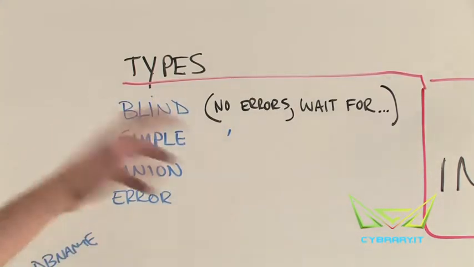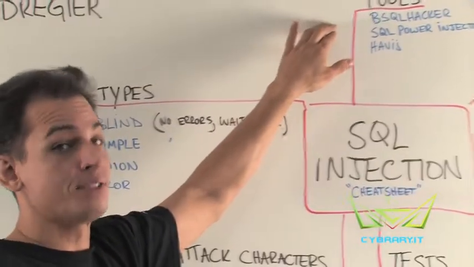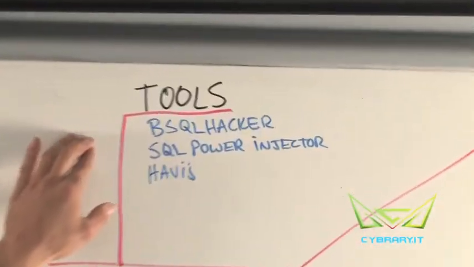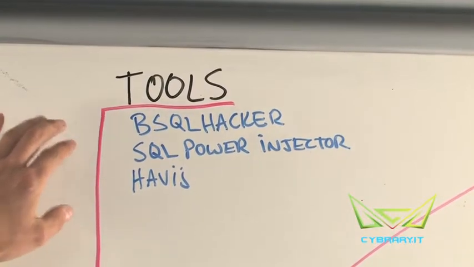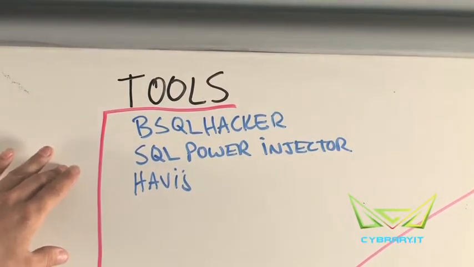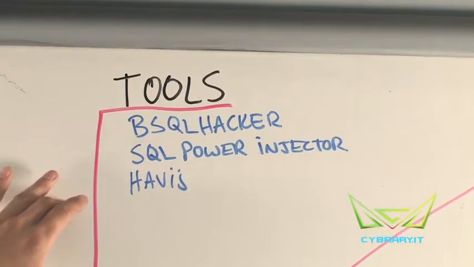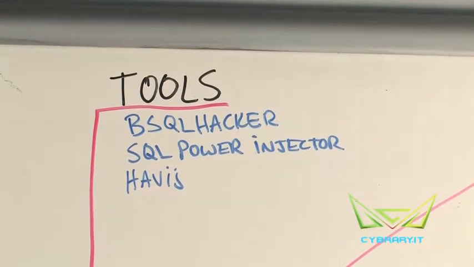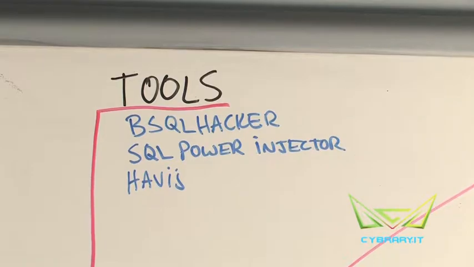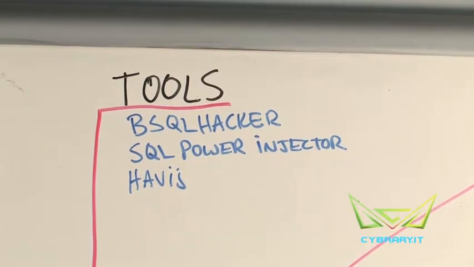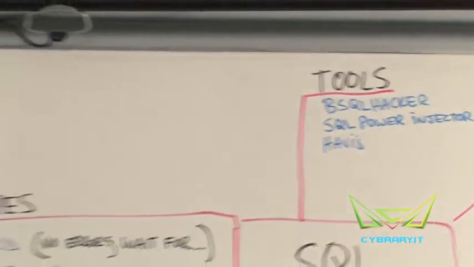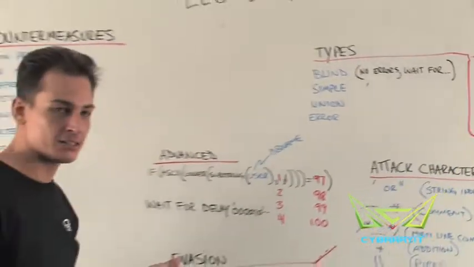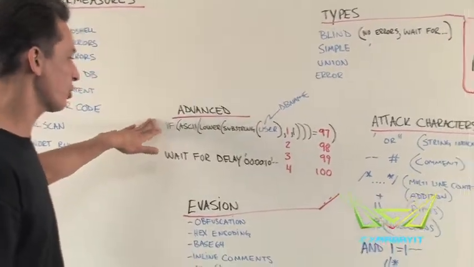Before we go into the advanced stuff, let's hit the tools. SQL injections got really easy in the last couple of years because of tools like BSQL Hacker or SQL Power Injector or Havij or a variety of the other tools that are on the BackTrack or Kali operating systems. All right, so let's start taking apart some of the basics of advanced SQL injection.